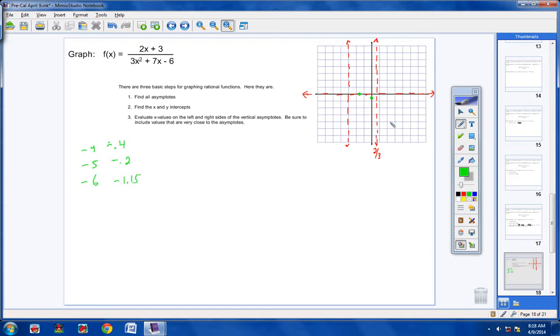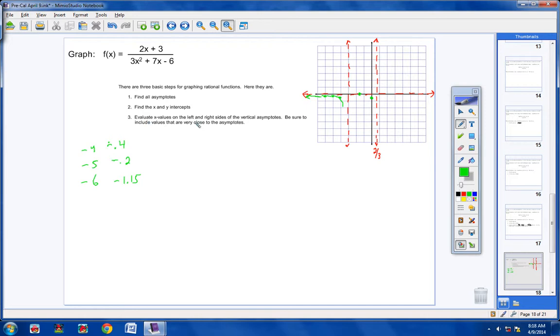Okay? So it looks like it's getting closer and closer to this horizontal asymptote. Let's see. So at negative 4, I'm at negative 0.4, right here. And then at negative 5, I'm at negative 0.2. And then at negative 6, I'm getting closer, negative 0.1. So I think you're kind of getting the picture. It looks like the graph is going to come like this, hit here, and get closer and closer to that horizontal asymptote.